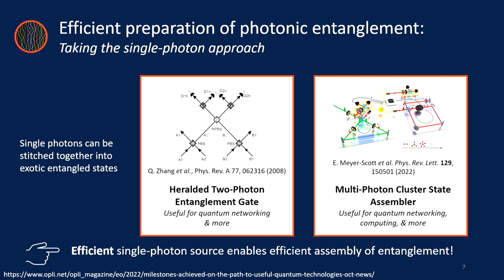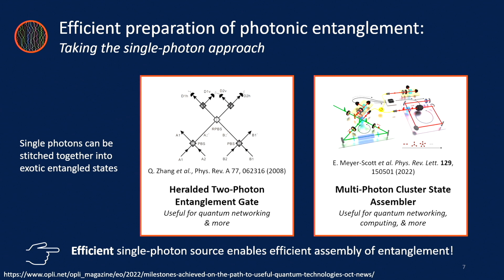Single photons can be stitched together to make exotic entangled states. Protocols for this have been experimentally demonstrated. Shown in the left figure, we have the heralded two-photon entanglement gate, where we have four single photons going into the system and outcome two-photon entangled states with the heralding signal. This is useful for quantum networking and a variety of other applications.